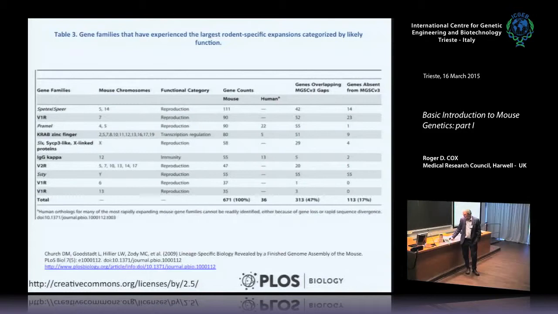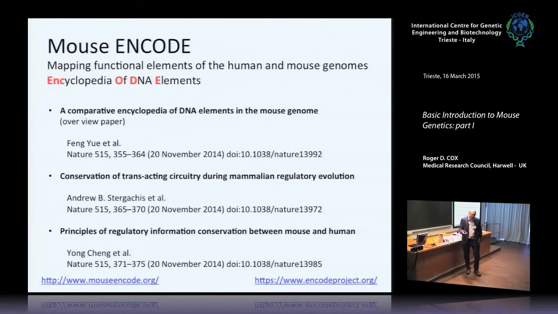So I thought I'd just say a few words, or I've got a few slides on the Mouse ENCODE project. So this is some stuff that's just been published recently. They're all open access publications, so you shouldn't have any trouble downloading the PDFs to read. There are actually 4 papers. There's these 3 papers. This is the overview paper, the Comparative Encyclopedia by Fang et al. And then there are some more detailed analyses on transcriptional circuitry and regulatory information. And then there's a 4th paper on DNA replication.